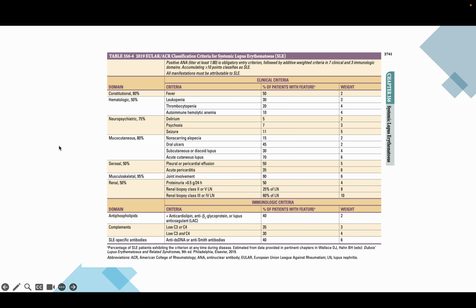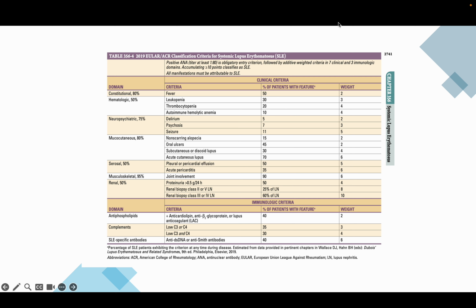Rheumatological diseases are not really diagnosed; they all have classification criteria. You can see the 2019 EULAR/ACR classification criteria for SLE. Why did they name it a classification criteria? Because rheumatological conditions are a continuum. They are heterogeneous disorders which are continuum disorders. So if you go to scleroderma, you will obviously find fever, leukopenia, and joint pains. If you go to Sjogren's, you will find fever and joint pains. They are all constitutional symptoms.